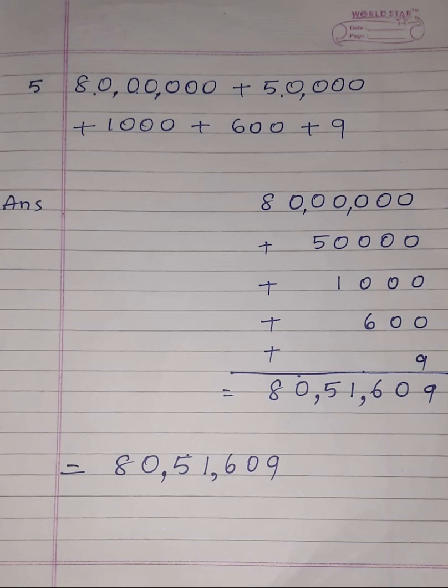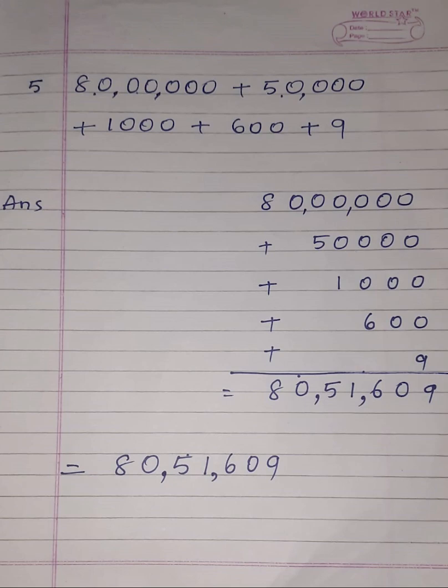That means you will start your addition from the units. So in the units we have 0 plus 0 plus 0 plus 0 plus 9. So we write 9 in the units place. Okay. Then in the tens place we have 0 plus 0 plus 0 plus 0 plus 0. That is we get 0 in the tens place. And in the hundreds place we have 0 plus 0 plus 0 plus 6. So we get 6 in the hundreds place. Then in the thousands place we have 0 plus 0 plus 1. And so we get 1 in the thousands place.